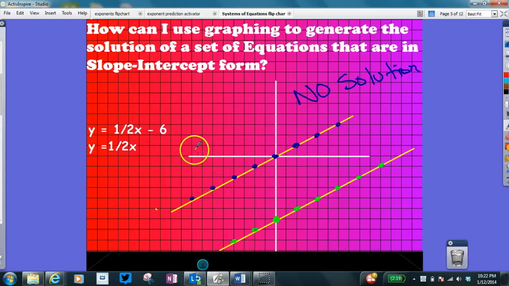So whether you have fractions or whatever, don't let this fool you, don't let this trick you. Just keep your rise over run and you're in good shape.